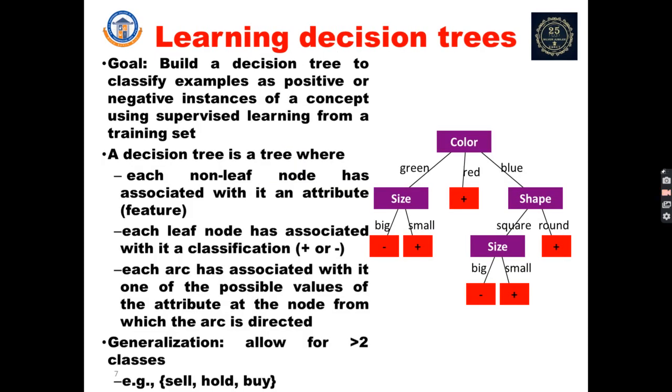Coming to learning decision trees, our goal is to build a decision tree to classify examples as positive or negative instances of a concept using supervised learning from a training set. Just follow the diagram to know about it. A decision tree is a tree where each non-leaf node has associated with it an attribute as a feature, each leaf node has associated with it a classification, and each arc has associated with it one of the possible values of the attribute at the node from where the arc is directed. Generalization is allowed if there are more than two classes, for example sell, hold, and buy, as you can see in the diagram.